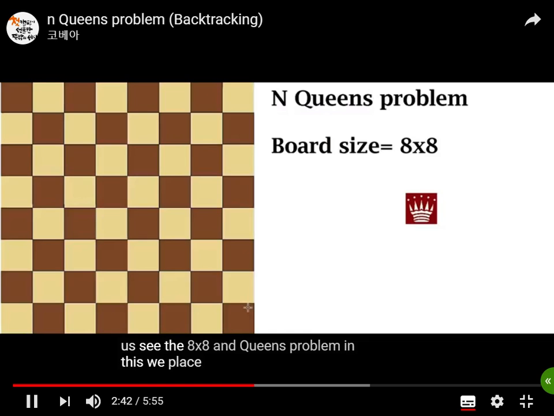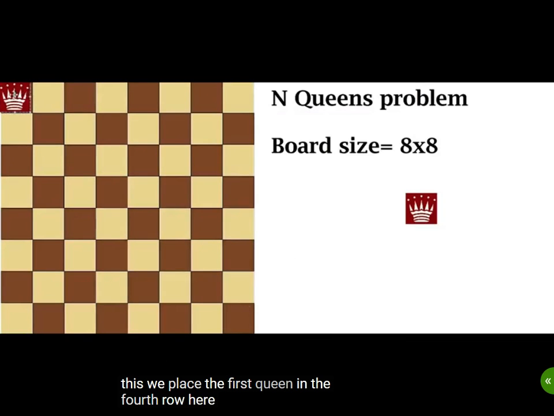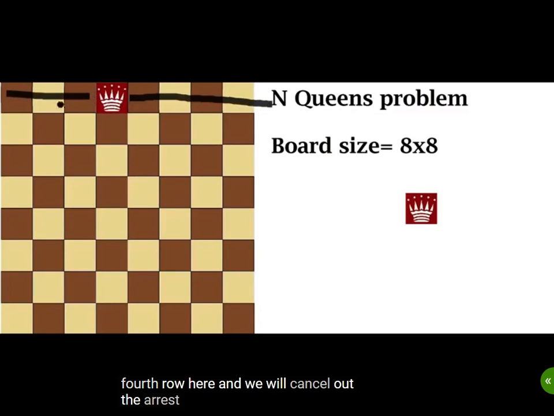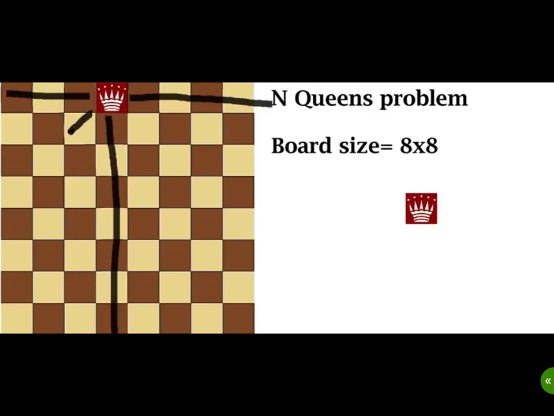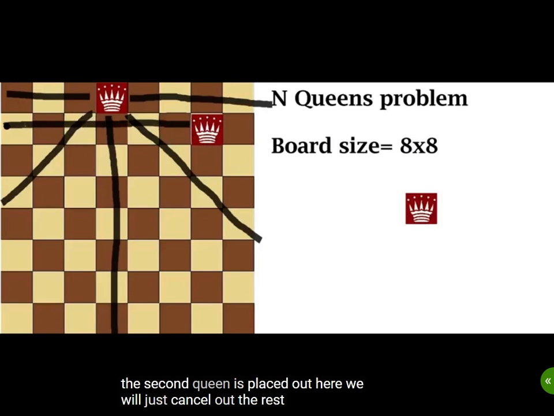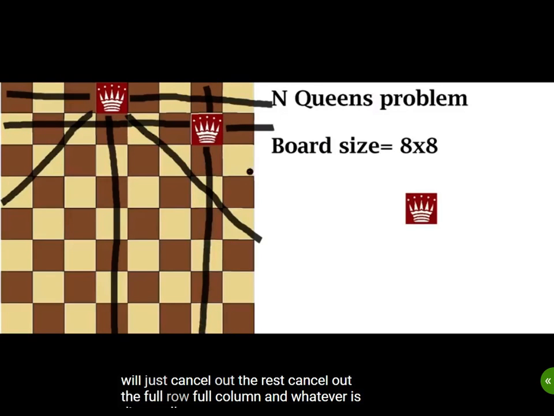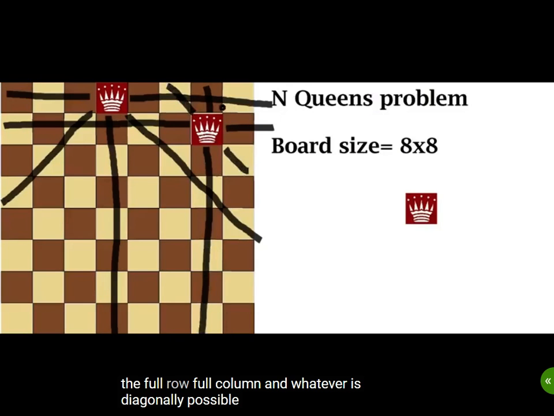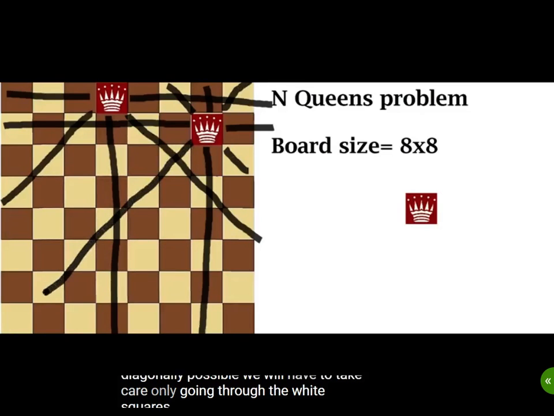In this, we place the first queen in the 4th row here, and we will cancel out the rest. The second queen is placed out here. We will just cancel out the rest. Cancel out the full row, full column, and whatever is diagonally possible. We will have to take care only going through the white squares.